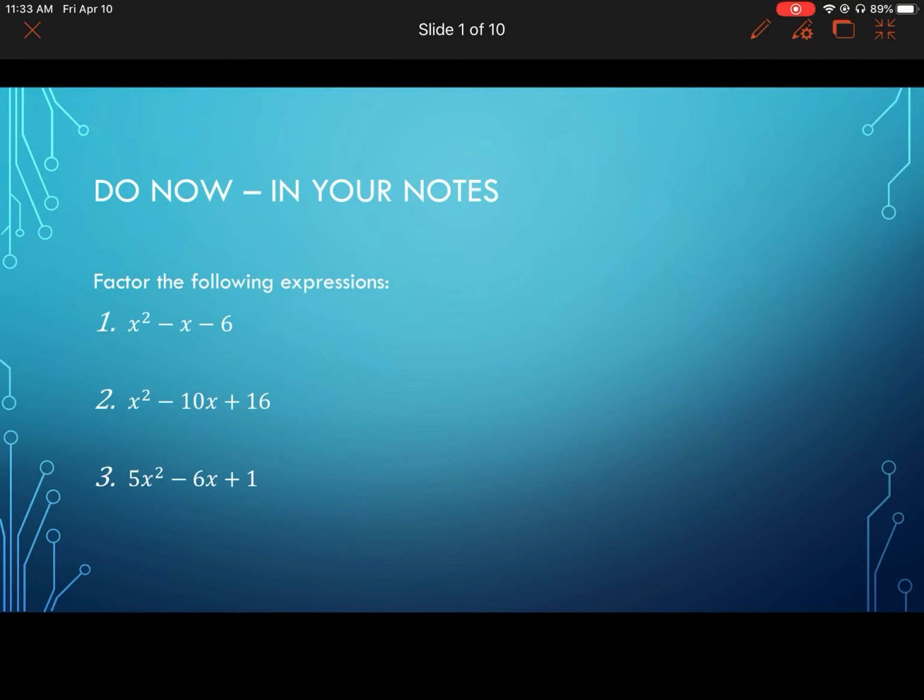Hey, math class. So we're going to move on to our last unit of the year. Can you believe it's here already? So before we get started on the lesson today, we're going to use these examples in the notes.